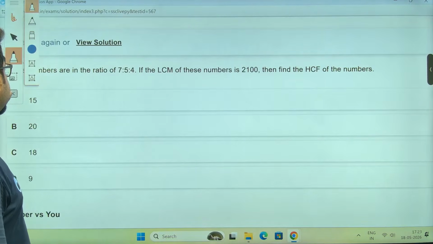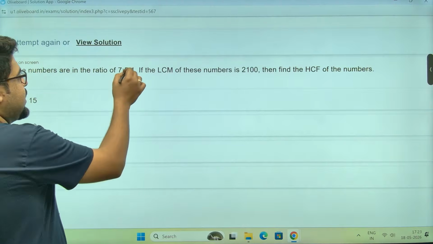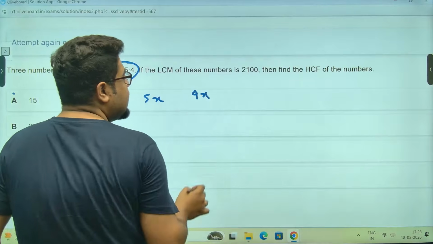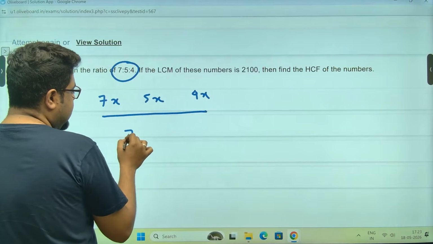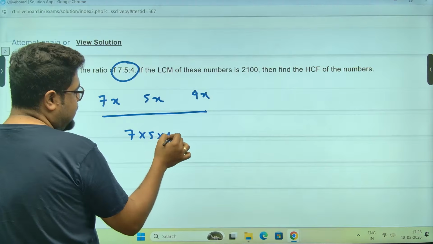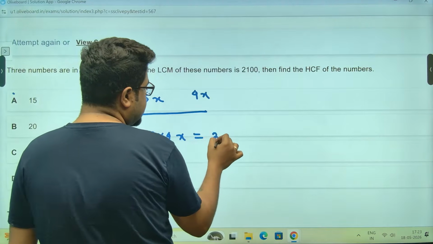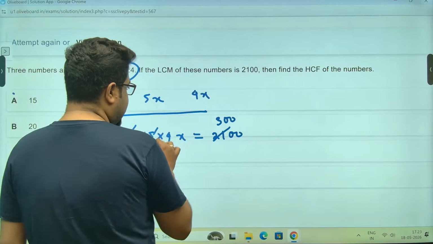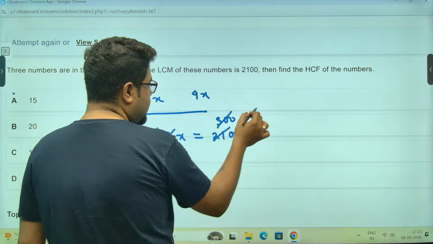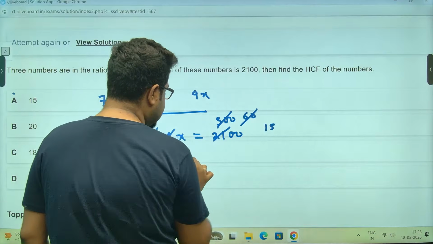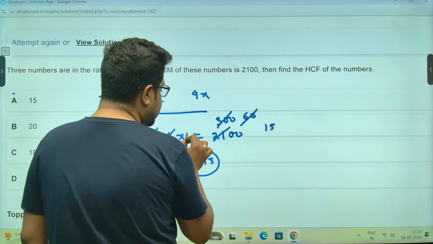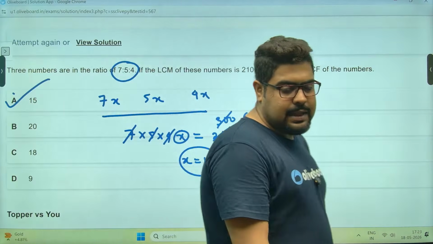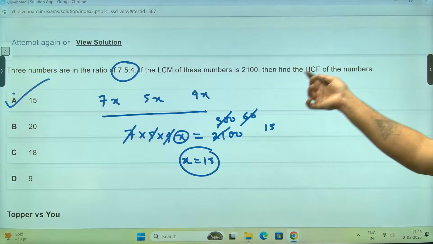Three numbers are in this ratio. Numbers are 7x, 5x, 4x. The LCM will be 7 into 5 into 4, which are co-prime, into x. That is given as 2100. 7, 3, 5, 60, 4, so 30, 15. x is 15. So that itself is always the HCF. So that is your option number A.